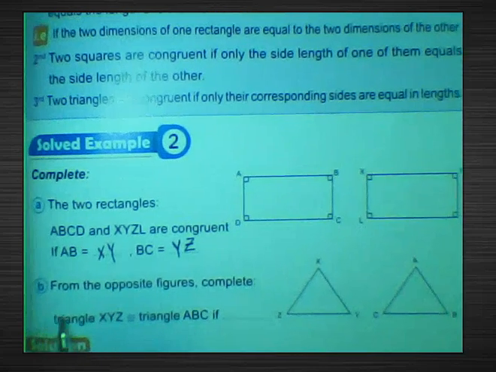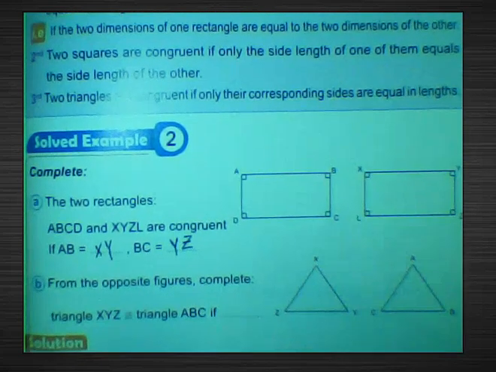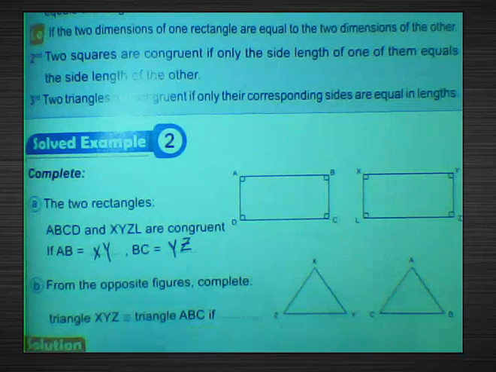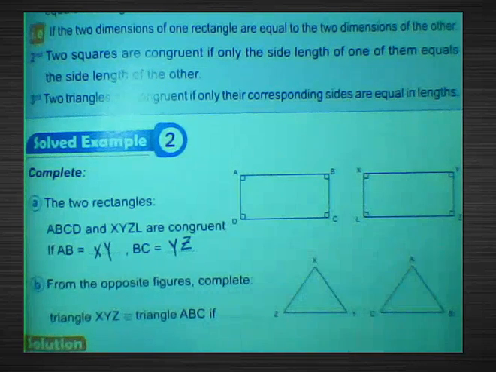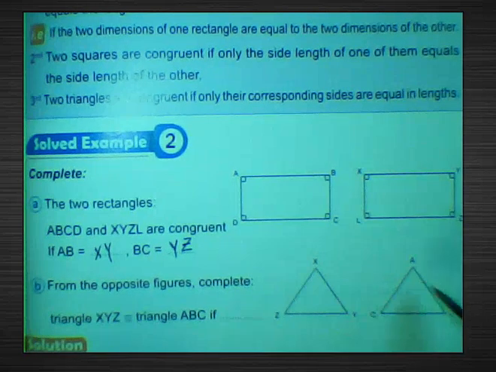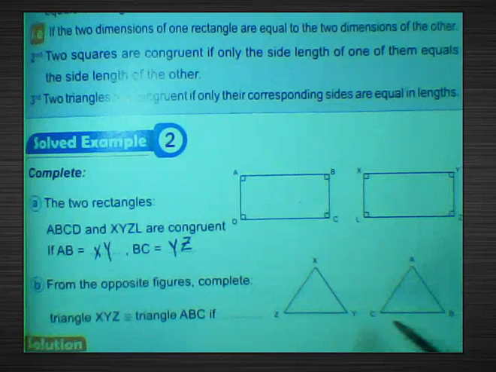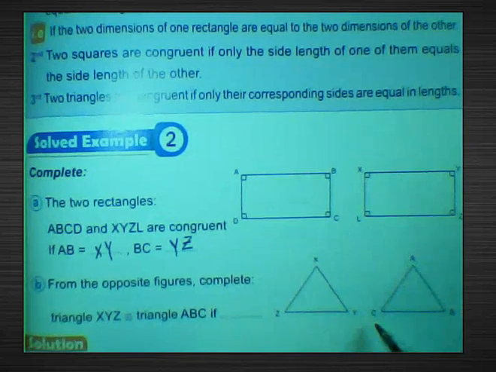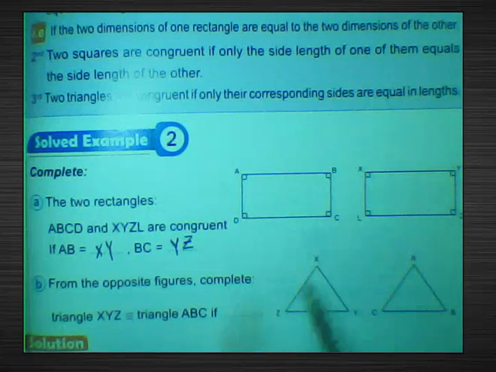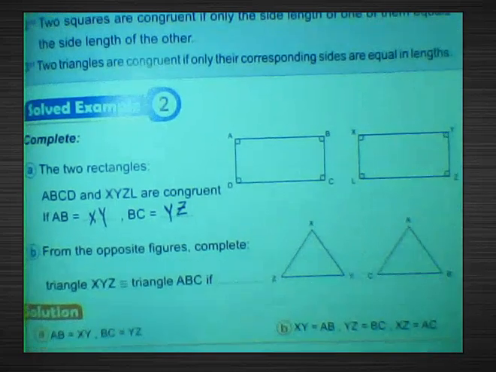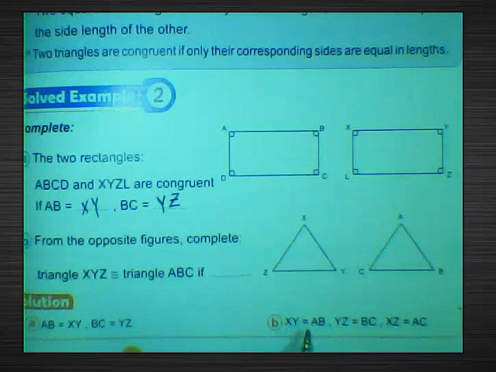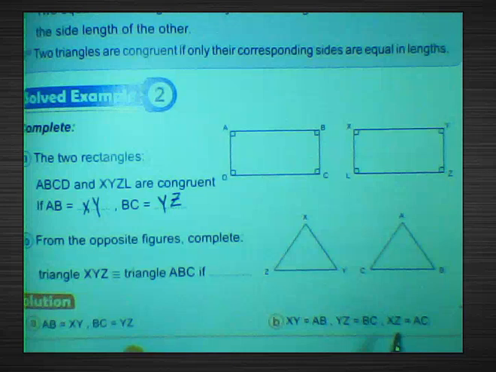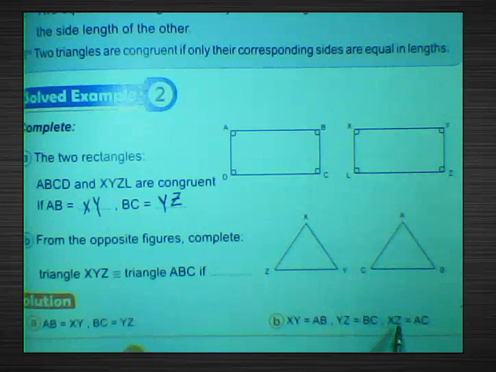Another example, from the opposite figures, complete. Triangle XYZ is congruent to triangle ABC, right? XY is equal to AB, and BC equal to YZ, and ZX is congruent to CA. Okay, you can write it. XY is equal to AB, and YZ equal to BC, and XZ equal to AC.